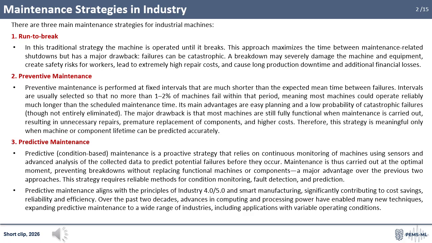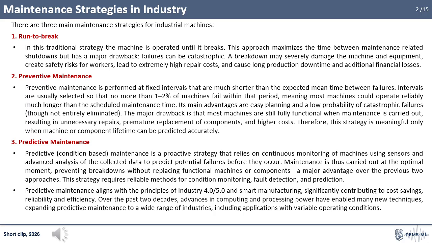There are three main maintenance strategies used for industrial machines. The first is run to break, where a machine operates until failure occurs. This maximizes operating time, but failures can be catastrophic, leading to severe machine damage, safety risks, long production downtime, and very high repair costs. The second strategy is preventative maintenance, which is performed at fixed-time intervals, often much earlier than actually needed. While it is easy to plan and reduce the risk of sudden failure, it often results in unnecessary repairs, premature replacement of components, and increased costs.